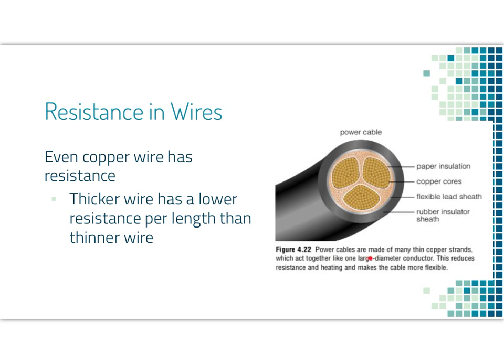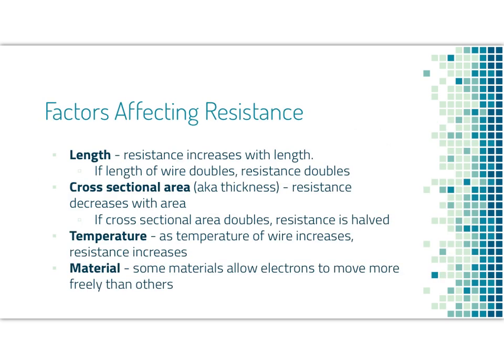Okay, power cables are made of many thin copper strands which act together like one large diameter conductor. This reduces resistance and heating and makes the cable more flexible. A few different factors affecting resistance. The length of our cable. Resistance increases with length. So if we double the length of a wire, we double the resistance in that wire.